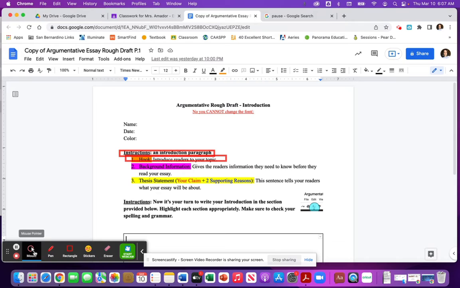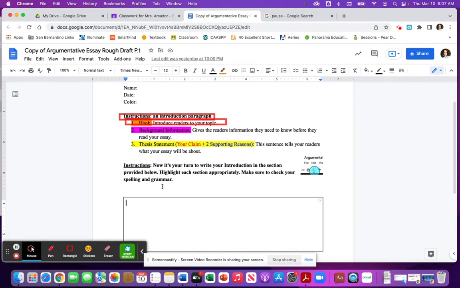Now remember, introducing readers to your topic means that you want to draw them in so that they want to read your essay. Now I'm going to be rating this, obviously, so I don't want to hear the same hook from everybody. That's super boring for me. Think about what would be interesting about your topic. So we know that your topic is the relationship between parents and children. So a good way to start a hook is usually a question.